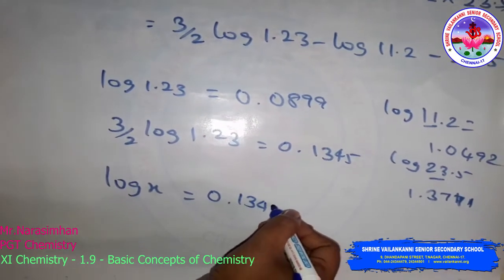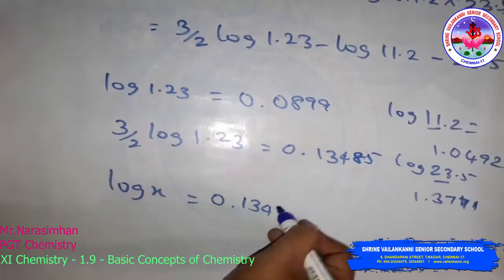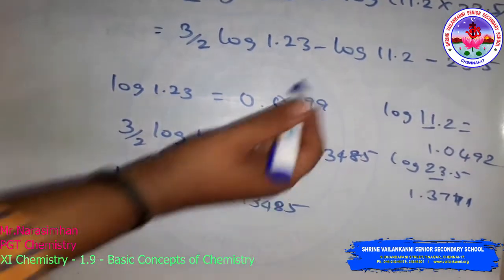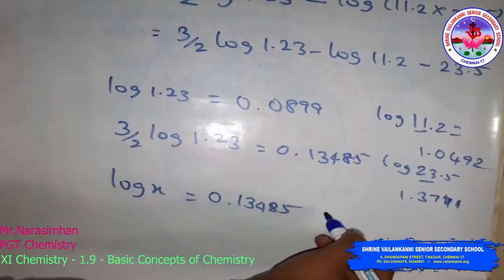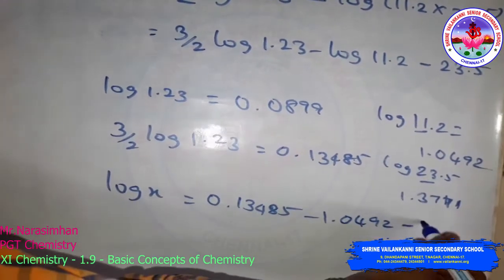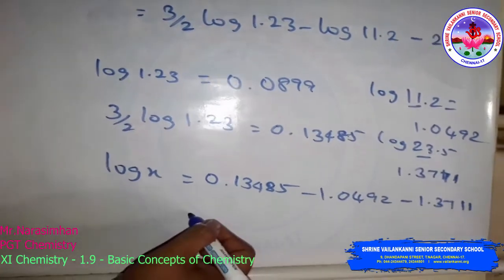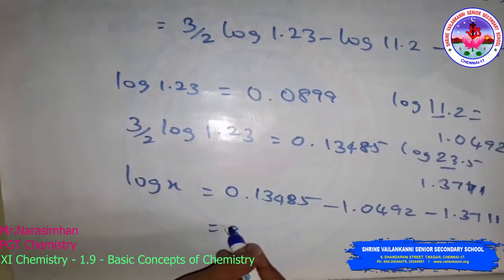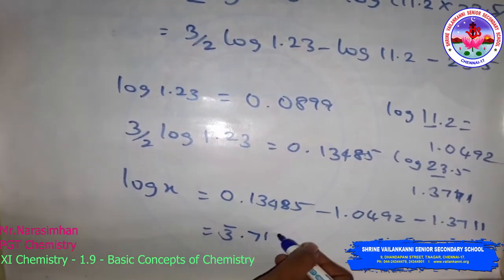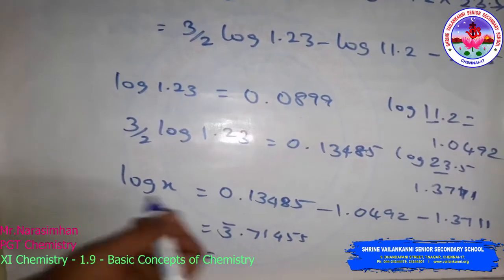413,485. Sorry, this here, 485. Then minus of that what? Log of 11.2. So taking this minus 1.0492 minus 1.3711. So you will be getting that value as minus 3. So it will become 3 bar 0.71455. Then x is equal to anti-log of what?